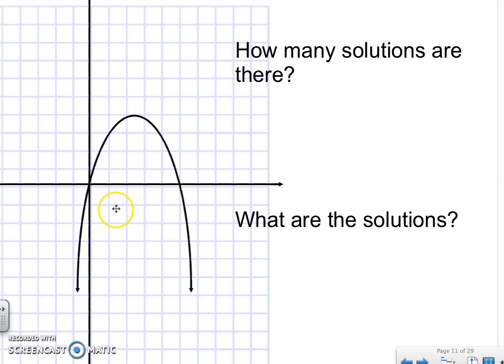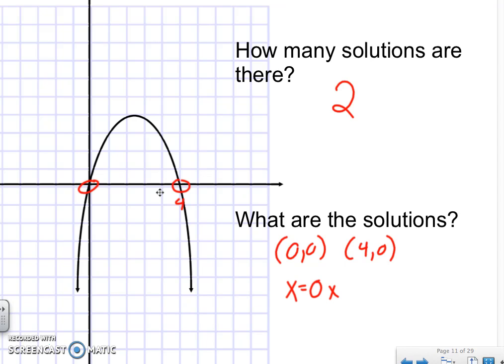All right, how many solutions are there? Look at the x-axis. We've got one here and one here. So there are two solutions. What are they? We've got one at (0, 0), and then we've got one at (4, 0). So again, you could write x equals 0, x equals 4, or you could draw a squiggly bracket with a 0 and a 4. Okay, so you will either have two solutions, one solution, or no solutions. You will never have anything other than that.